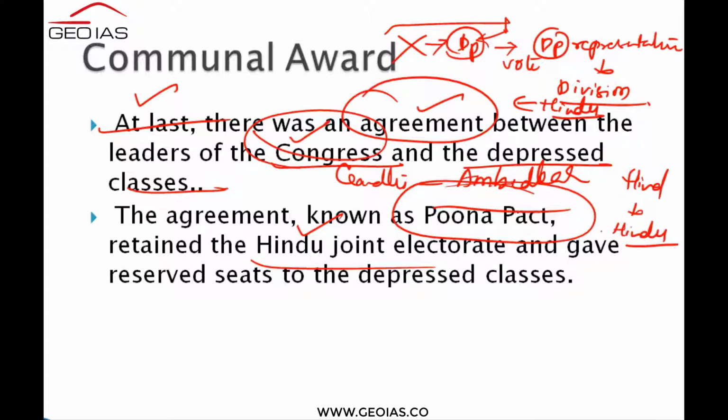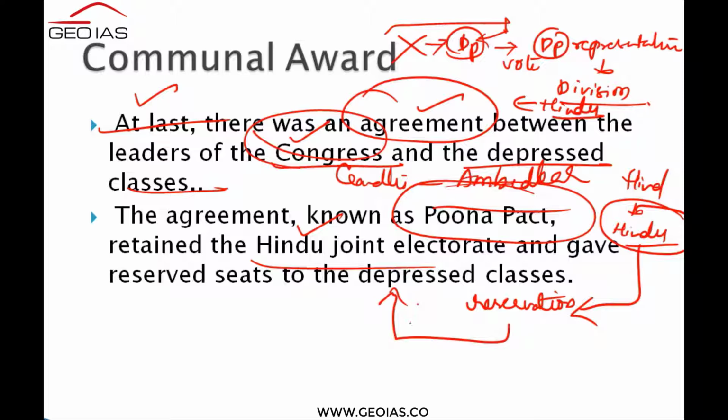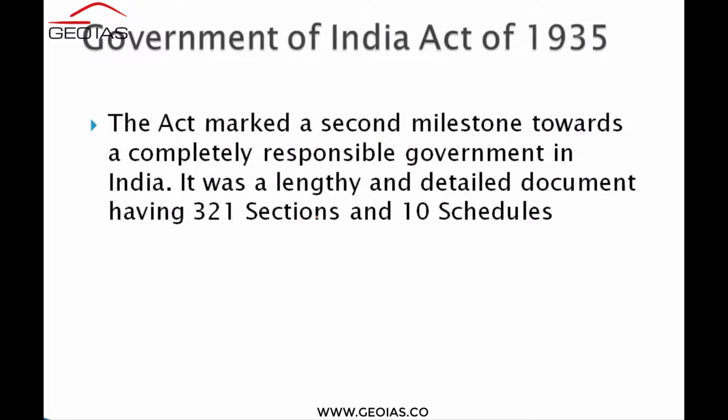But in this joint Hindu electorate, there were some reservations. Some seats will be reserved for the depressed classes, so they can contest elections in these reserved seats. So by this Hindu joint electorate system, the unity of the Hindus came about and all the people came together. Later on, the Government of India Act 1935 was passed.